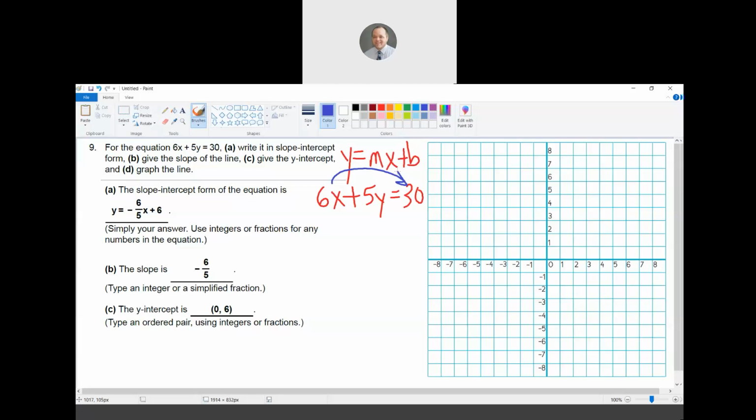Just like a regular linear equation with one variable, anytime you hop across the equal sign, you have to do opposite signs. So we'll subtract 6x from both sides. And that leaves us with 5y equal to negative 6x plus 30.